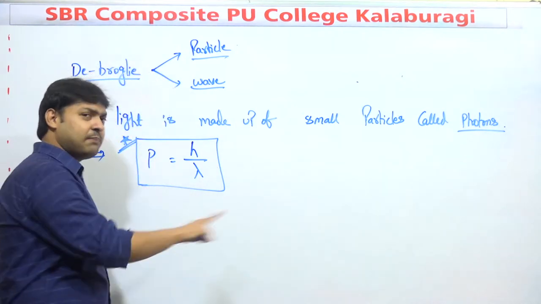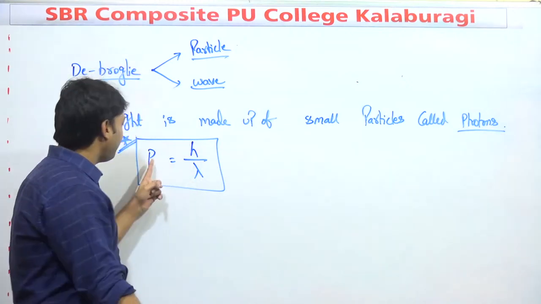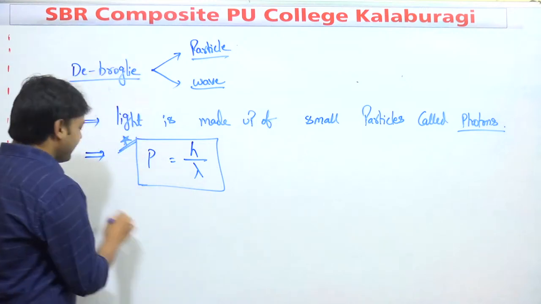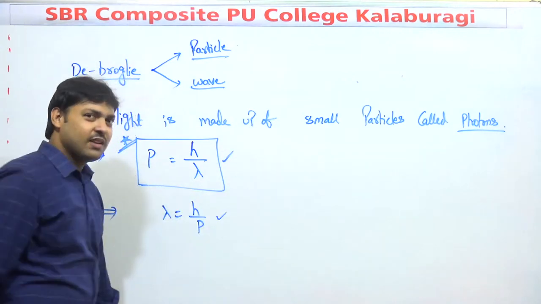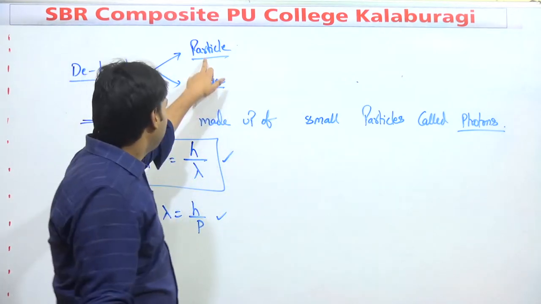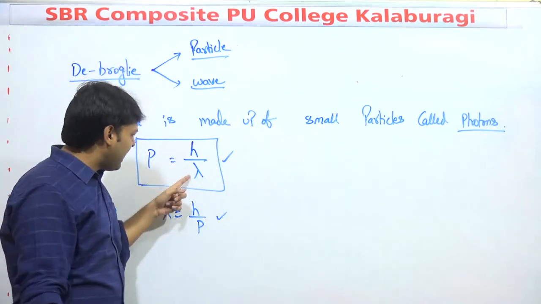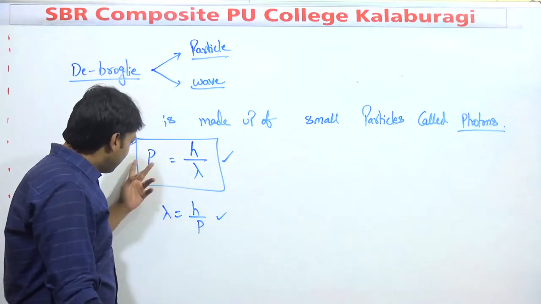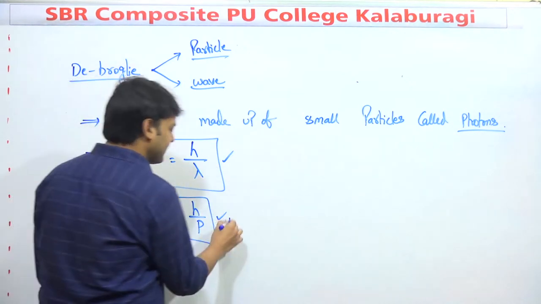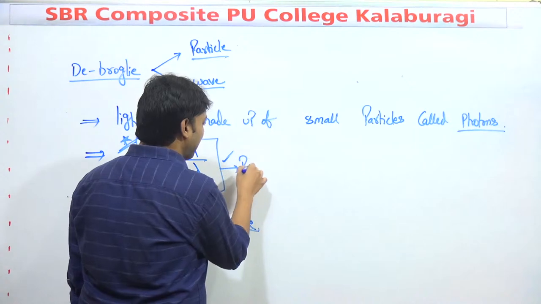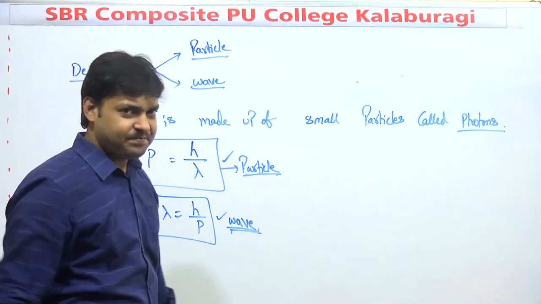P is the momentum of that particle. If you want the particle nature as the final result, you use p equals h by lambda. If you want the wave nature, just change this: lambda equals h by p. Simply he said, p equals h by lambda is the relation for the particle nature and the wave nature of matter, of light. So if you want the particle nature, substitute lambda here, and if you want the wave nature as the result, substitute h by p. And the relation between the particle nature and the wave nature is E equals h by lambda. Clear about that point?